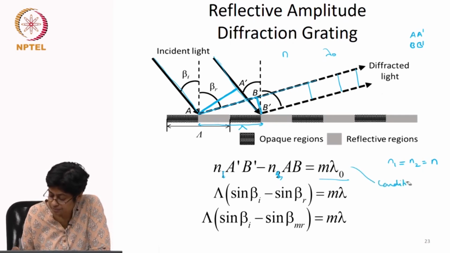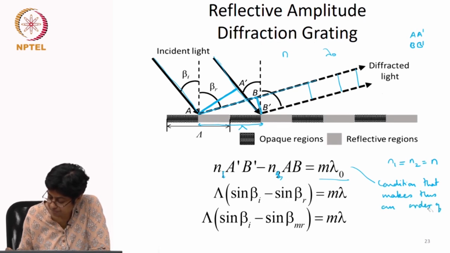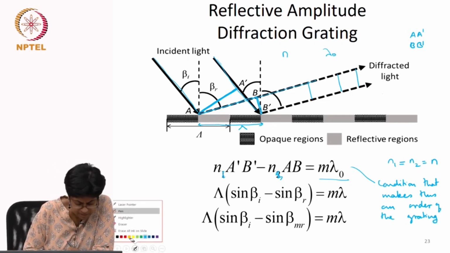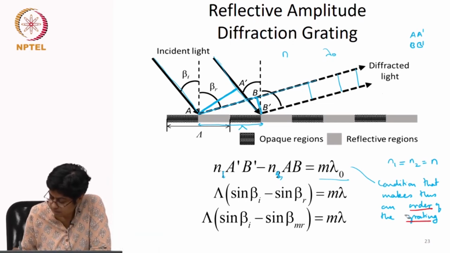That is the condition that makes this an order of the grating. When I say it is an order of the grating, I am in effect saying this is where constructive interference happens.